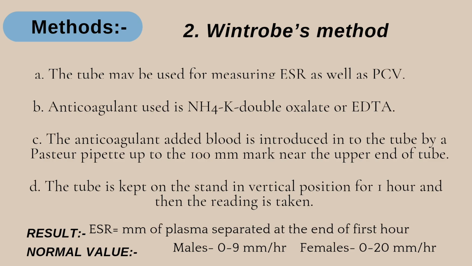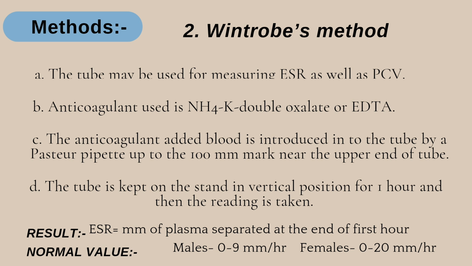Next comes Winthrop's method. A. The tube may be used for measuring ESR as well as PCV. B. Anticoagulant used is ammonium potassium double oxalate or EDTA. C. The anticoagulant added blood is introduced into the tube by a Pasteur pipette up to the 100 mm mark near the upper end of the tube. D. The tube is kept on the stand in vertical position for 1 hour and then the reading is taken.